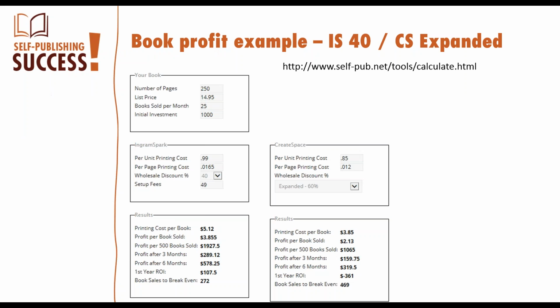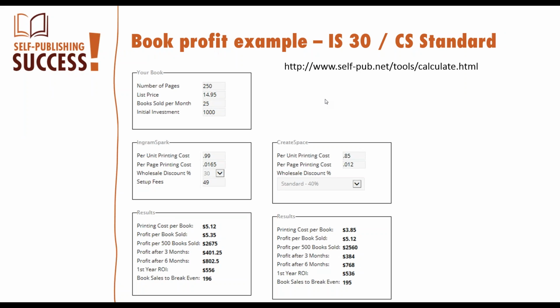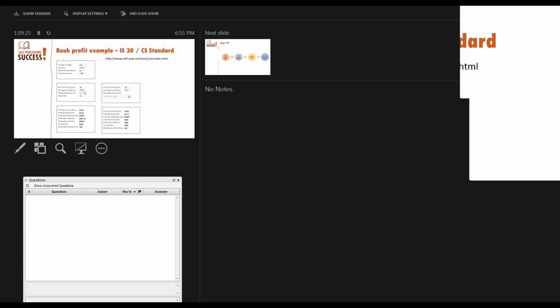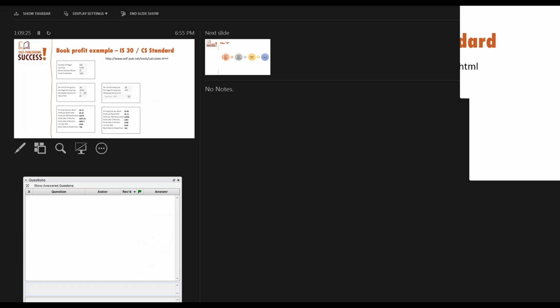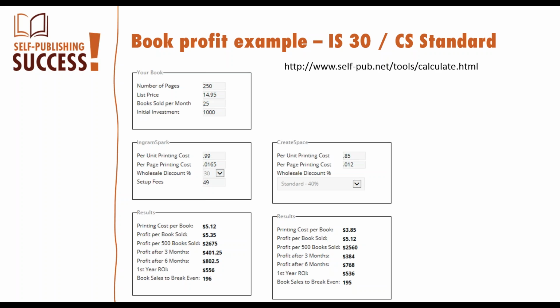So let's look at another example here. We're doing Ingram Spark at 30% wholesale discount. Maybe the book's been listed on Amazon for a little bit, you've sold some copies, it's in stock. You can drop that down to 30% and it will still remain on Amazon. It's in their distribution system, it's in their warehouse, everything's moving smooth. You can usually safely drop that down to 30%.